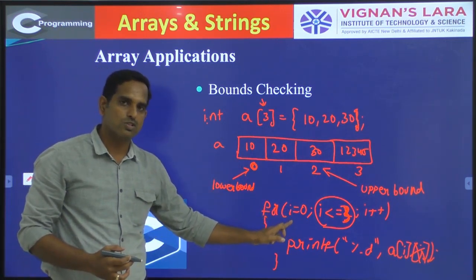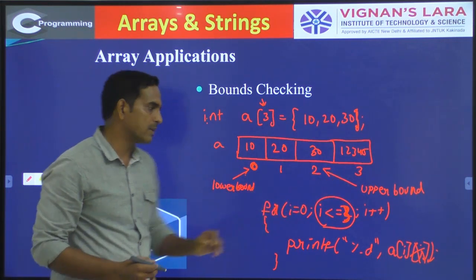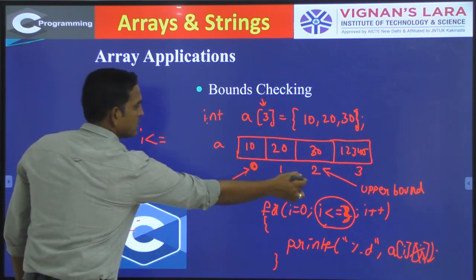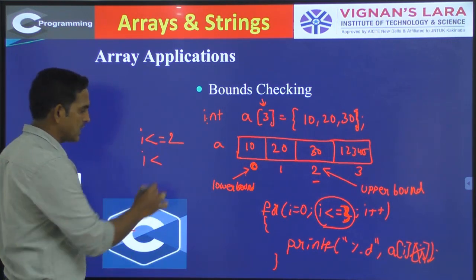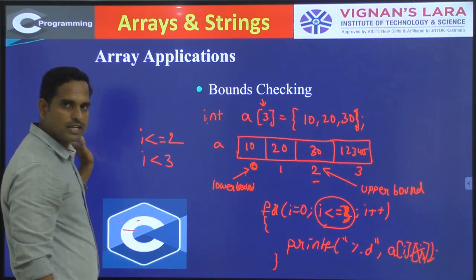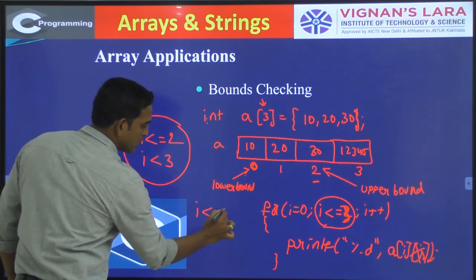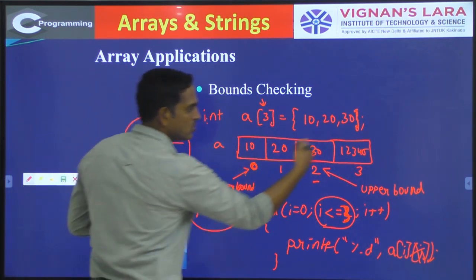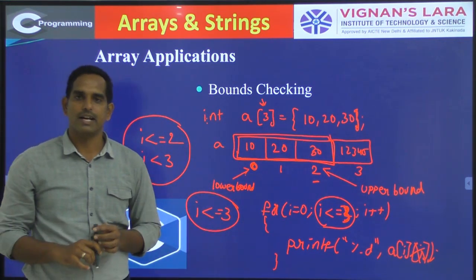So while writing your loops also, I have to start from the 0 position and I have to end at n minus 1. So while writing i less than or equals to, then you have to use equals to, meaning I have to end at 2. If I just use less than, I have to end at 3. So less than 3 means less than or equals to 2. These both are the same. So you should not make the mistake of writing i less than or equals to 3 or i less than 4. You should not go beyond these bounds. So you have to make sure you check the bounds while writing array programs.